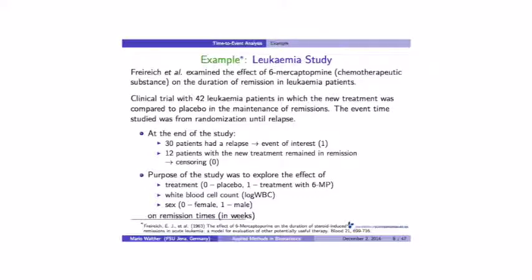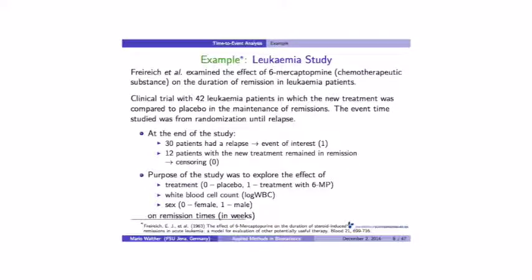The purpose of the study was to explore the effect of the treatment, which is coded with 0 for placebo and 1 for the treatment with the chemotherapeutic substance. White blood cell counts were measured. For data purposes, the logarithm of white blood cell counts was examined. Furthermore, the gender of the patient was registered, where female was coded with 0 and male was coded with 1, and the remission time was measured in weeks, which is your event time in this case.